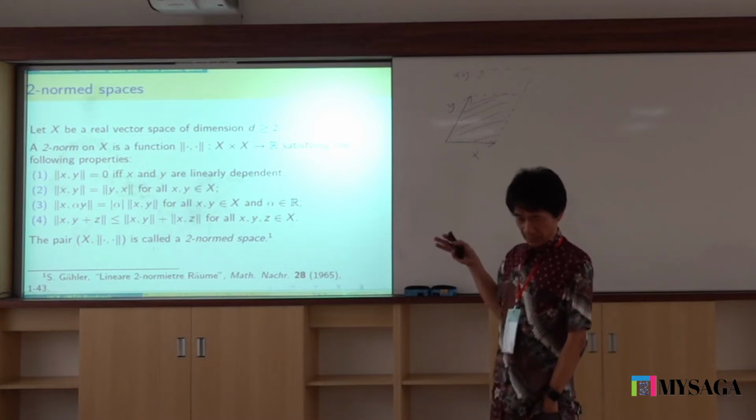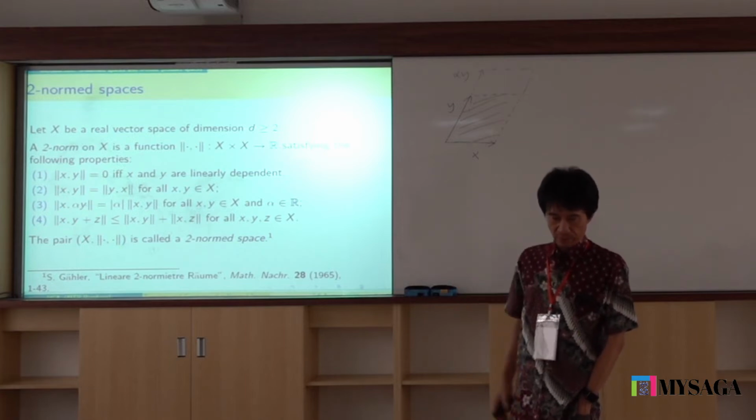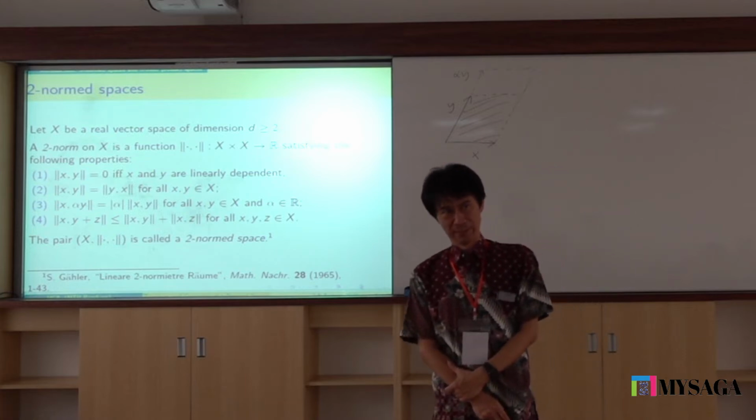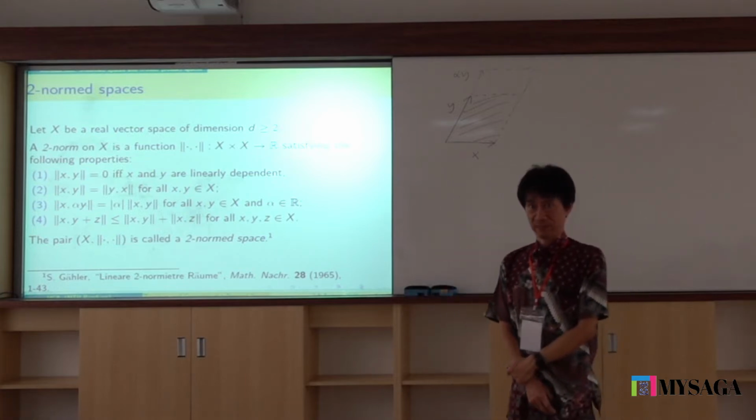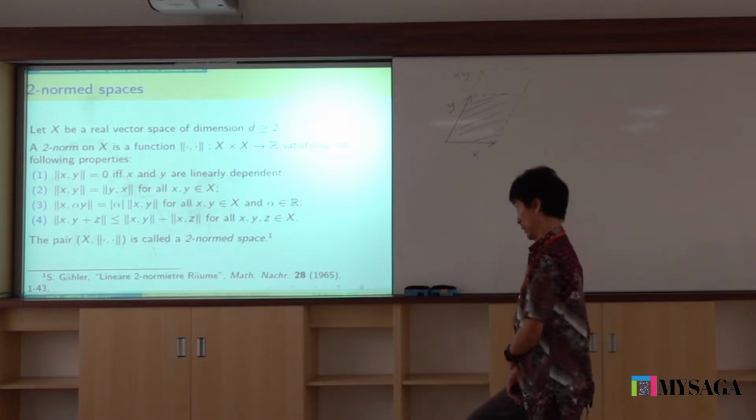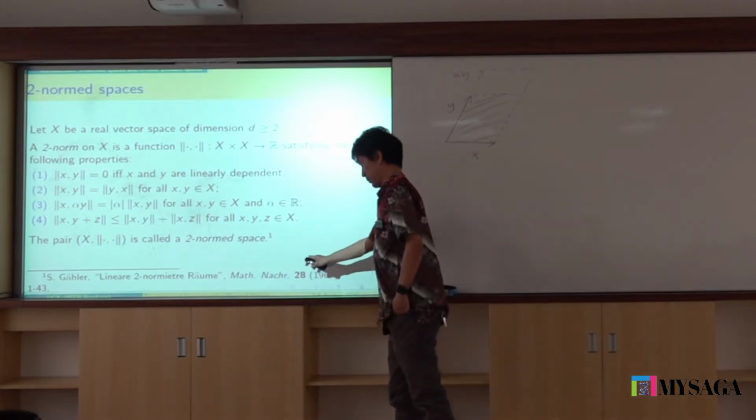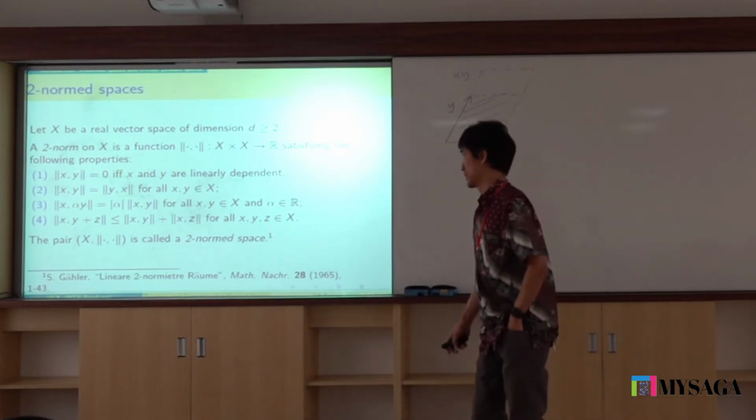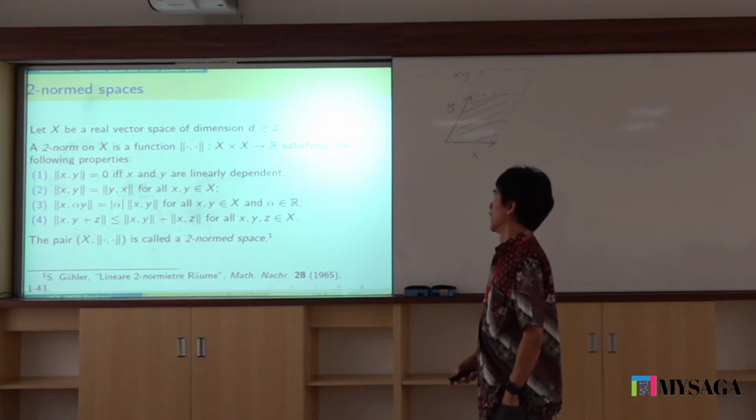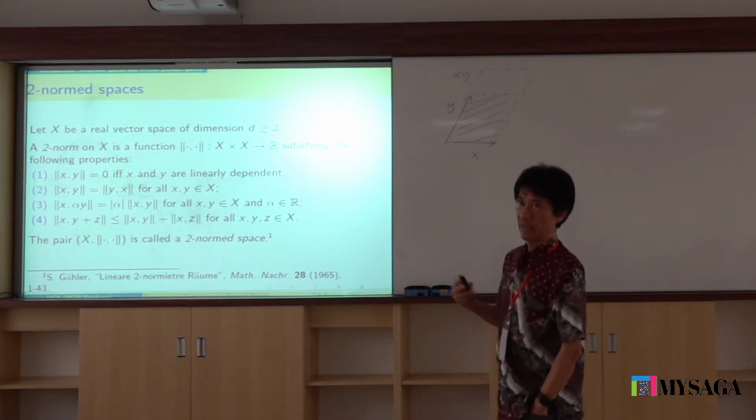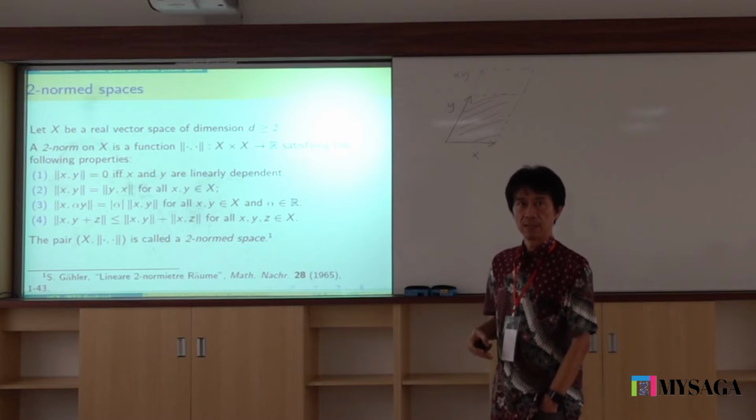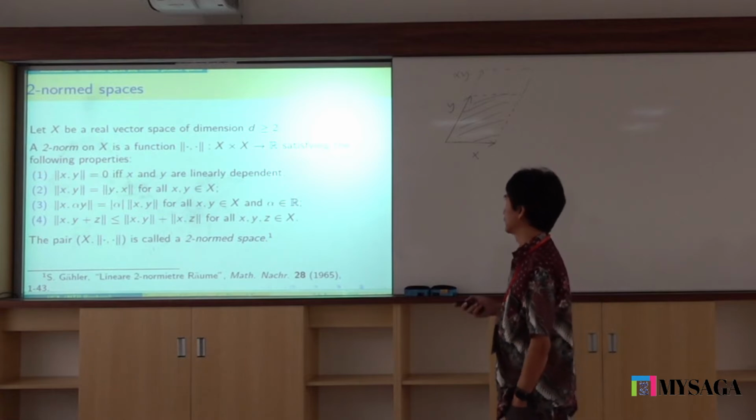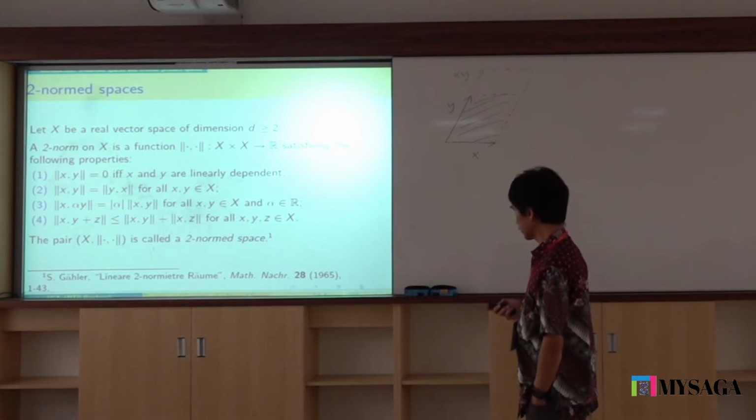But I guess a long time ago there were also papers by Menger or some other name, Menger maybe, discussing similar ideas. But we usually refer to this paper as the origin of the theory of two norm spaces, and then later on we generalize to n norm spaces, a generalized version of this.